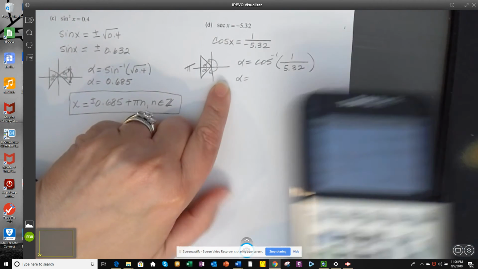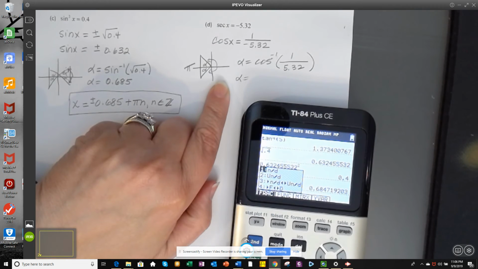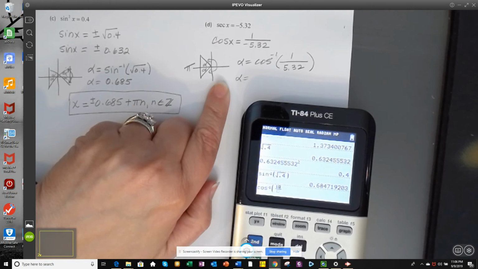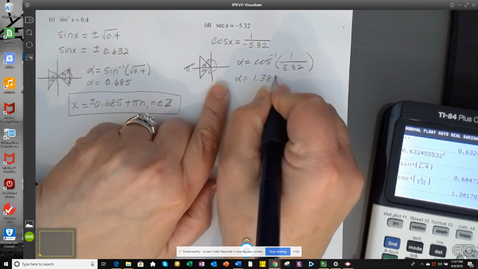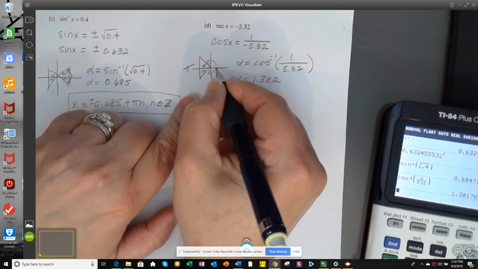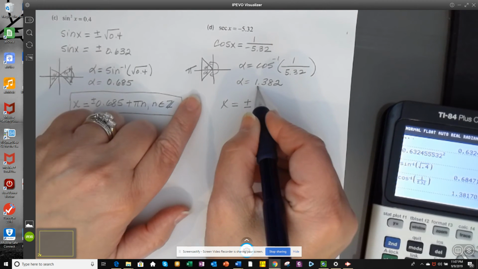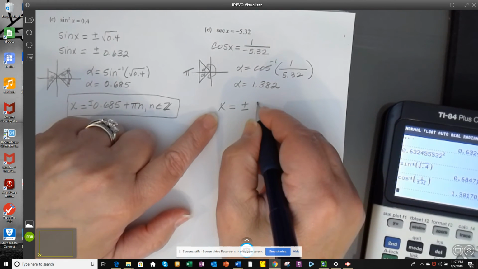All right, so let's see what we get when you do that. Inverse cosine of 1 divided by, well, we can use our little fractional thing, can't we? I forget that we can do that. I can go alpha F1 and get my numerator over my denominator and get 1 divided by 5.32, and we get 1.382, right? And this solution can be plus or minus, because this is alpha.